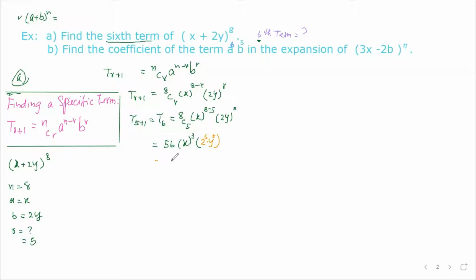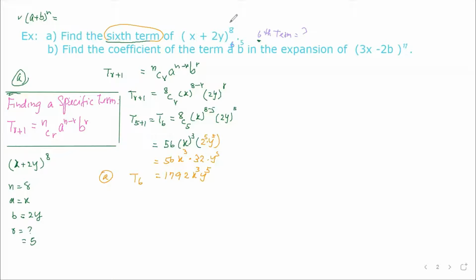So now we're going to have 56 x cubed times 32, because 2 power 5 is 32, times y power 5. You simplify 56 times 32, we have 1792, right? x power 3, y power 5. So that's the final answer for the sixth term here. This one is question A.